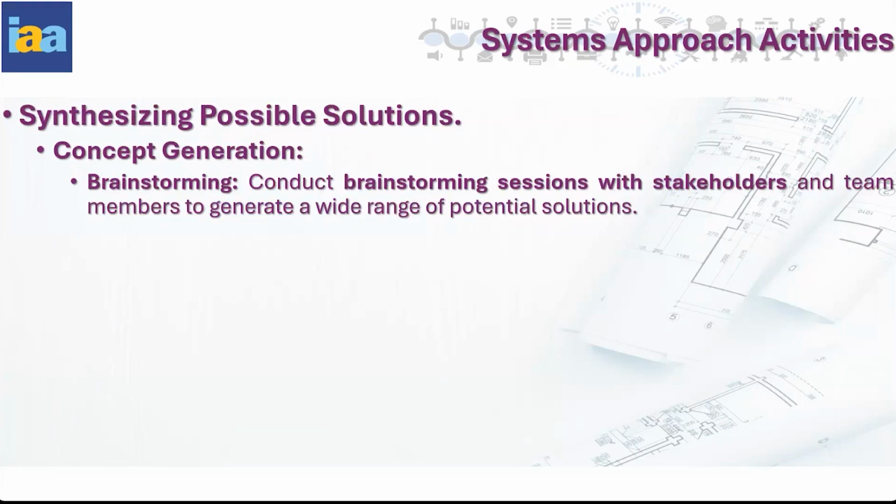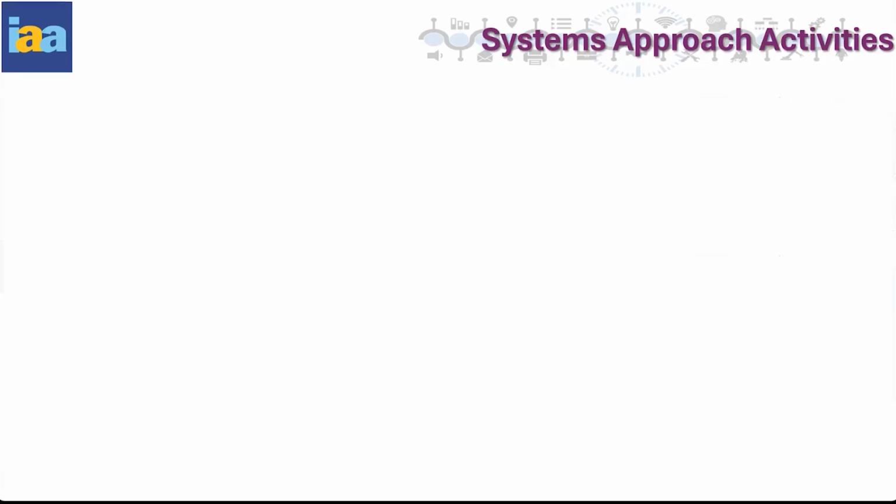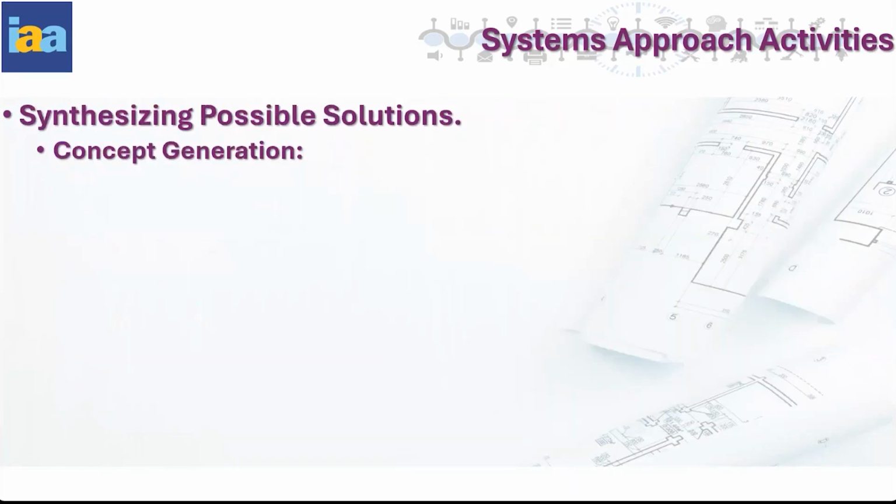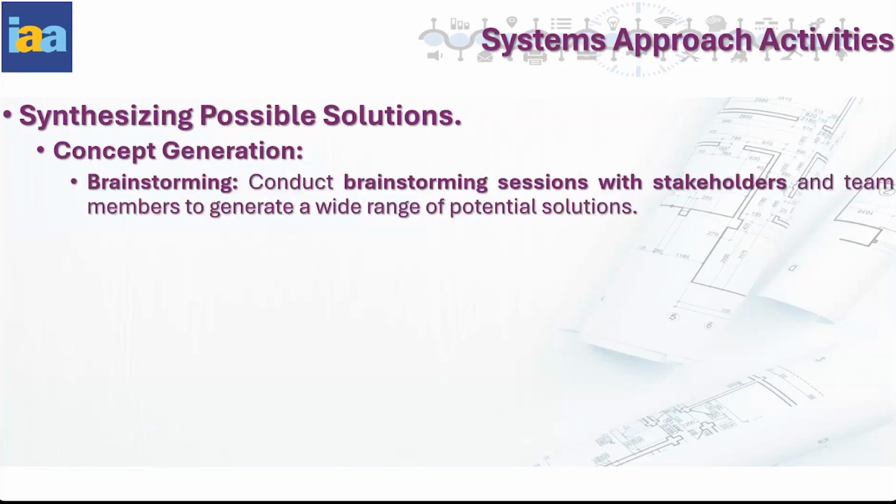So once we see all these things, the problem statement and the opportunity identified, then we will go for the idea generation. So idea generation, what you have to do? You have to do brainstorming first. A brainstorming session with the stakeholders and team members to generate a wide range of potential solutions.